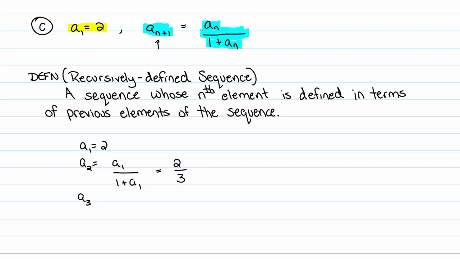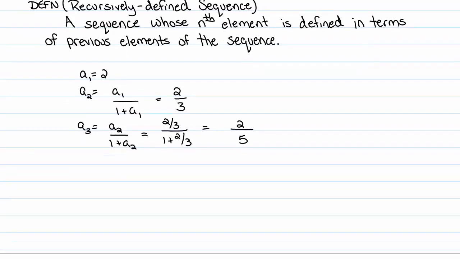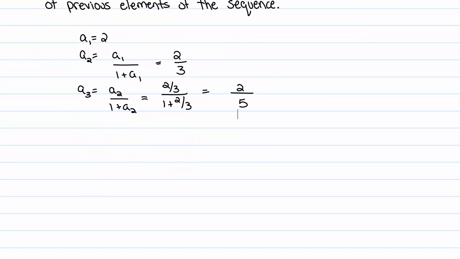And then a sub 3 is going to be a sub 2 over 1 plus a sub 2. You get the idea, right? So that's 2/3 over 1 plus 2/3, multiplying numerator and denominator by 3. You get a beautiful 2 over 5. It's actually a very beautiful sequence so far. I kind of like it. A sub 4 is a sub 3 over 1 plus a sub 3. Kind of writing quickly. Sorry about that.